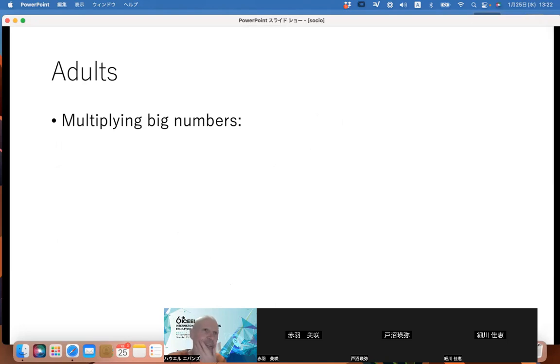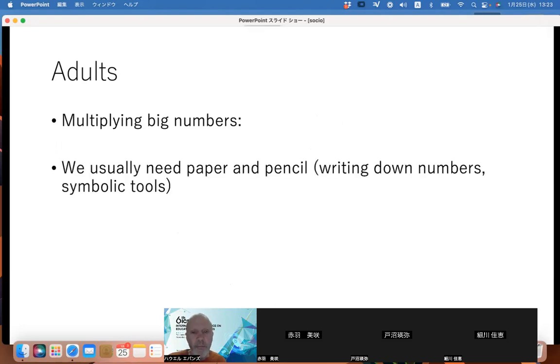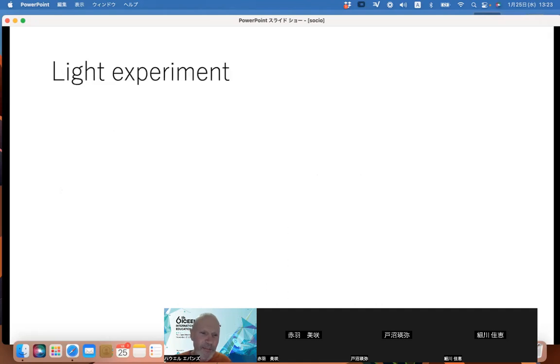Okay, so basically we do that as well. Adults also sometimes need symbolic tools. We mentioned this before. If you're multiplying big numbers, you usually need paper and pencil. You need to write down the numbers, which are symbolic tools, and this helps us to structure our thinking. And then with our thinking structured nicely, we're able to solve the problem. Or most people are. I can't do it, but most people can.